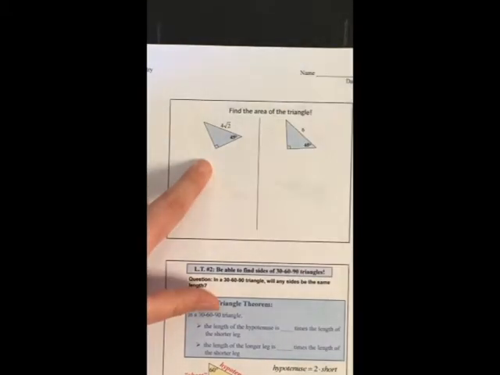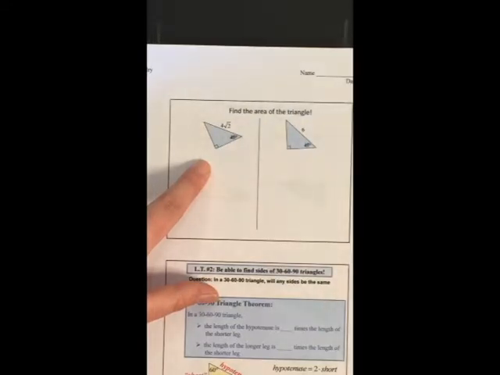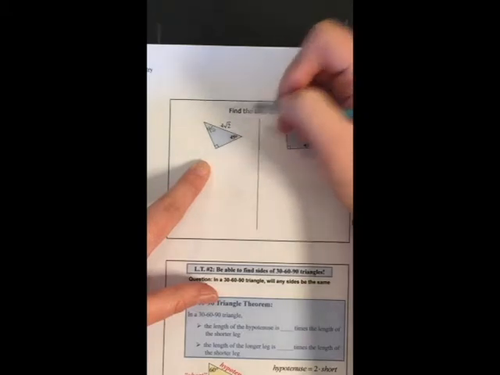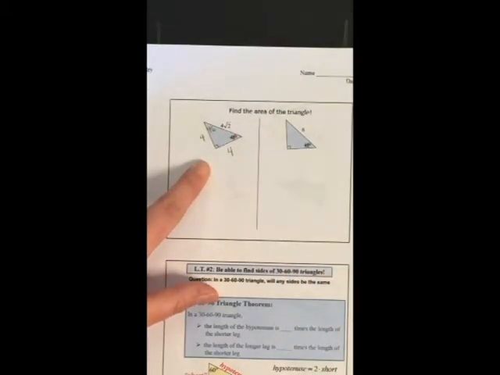Now we're going to use these special right triangles to find the area of the triangle. So I know this is a 45, 45, 90, because if this is 45 degrees and we subtract 90 and 45 from 180, you'd be left with 45. So if the hypotenuse is 4 root 2, then the legs have to be 4.